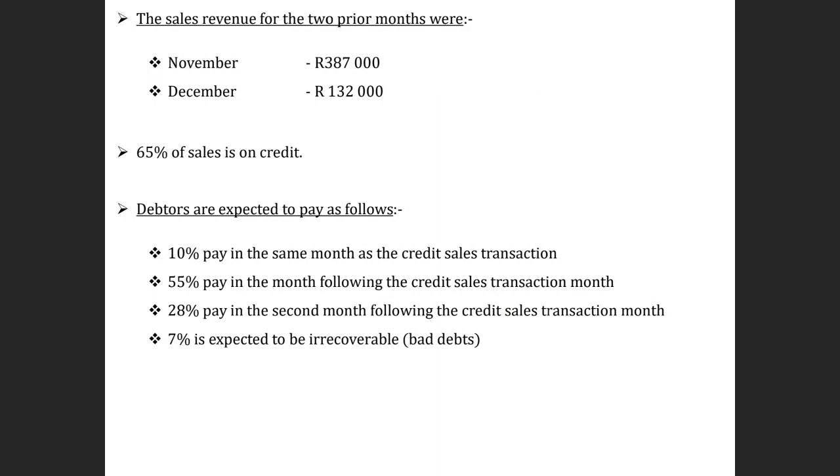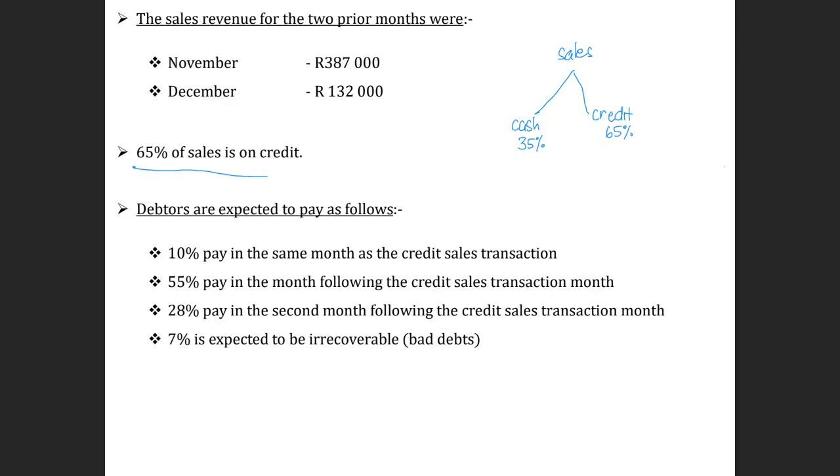Then they said that 65% of your sales are on credit, which naturally meant that the remaining 35% would be in cash. I also showed you yesterday that should they ask you to include the cash portion, then you will add that on at the bottom of your schedule. So cash versus credit: your credit was 65% of your sales, and the remaining 35% was in cash. Then they gave you the actual schedule according to which your debtors will repay you.